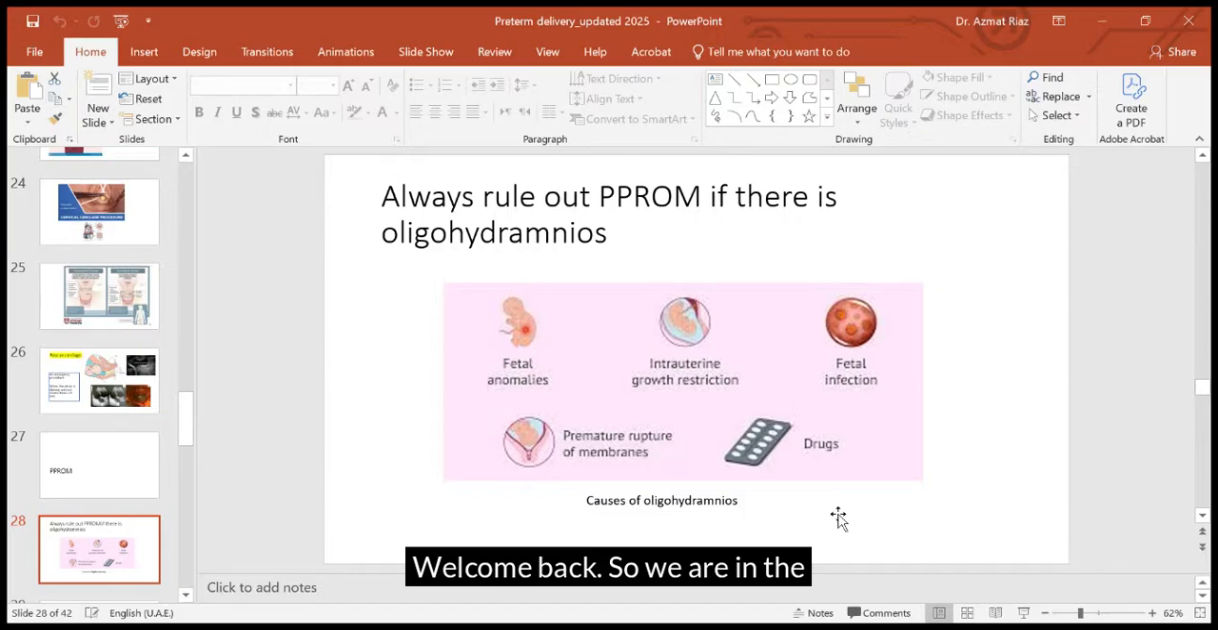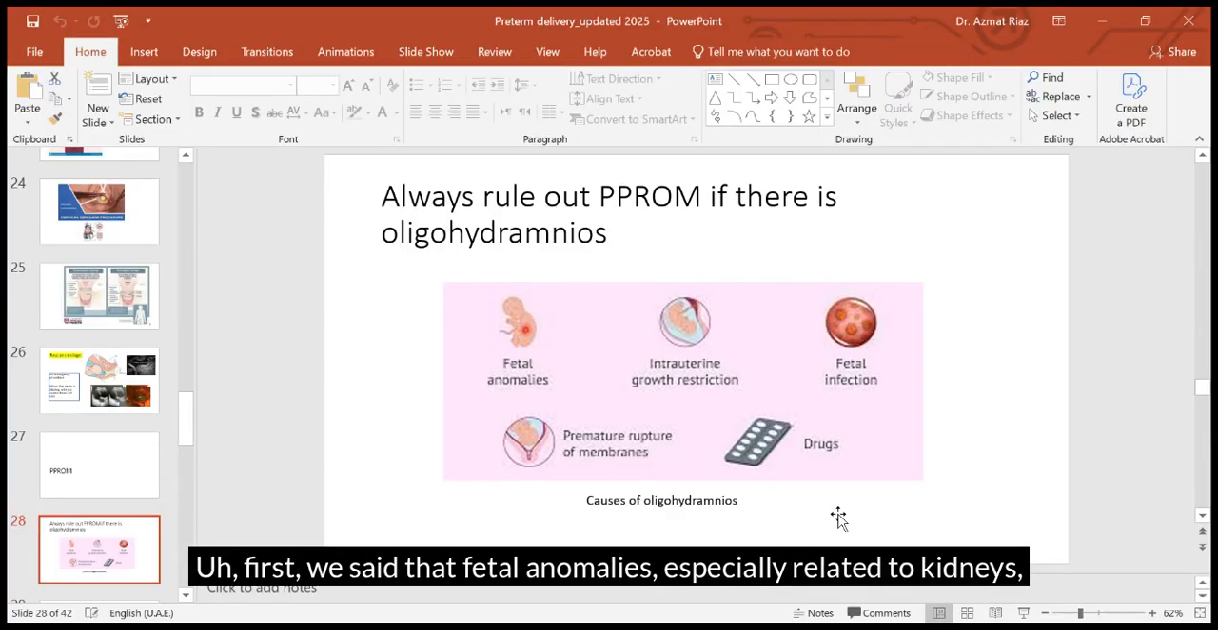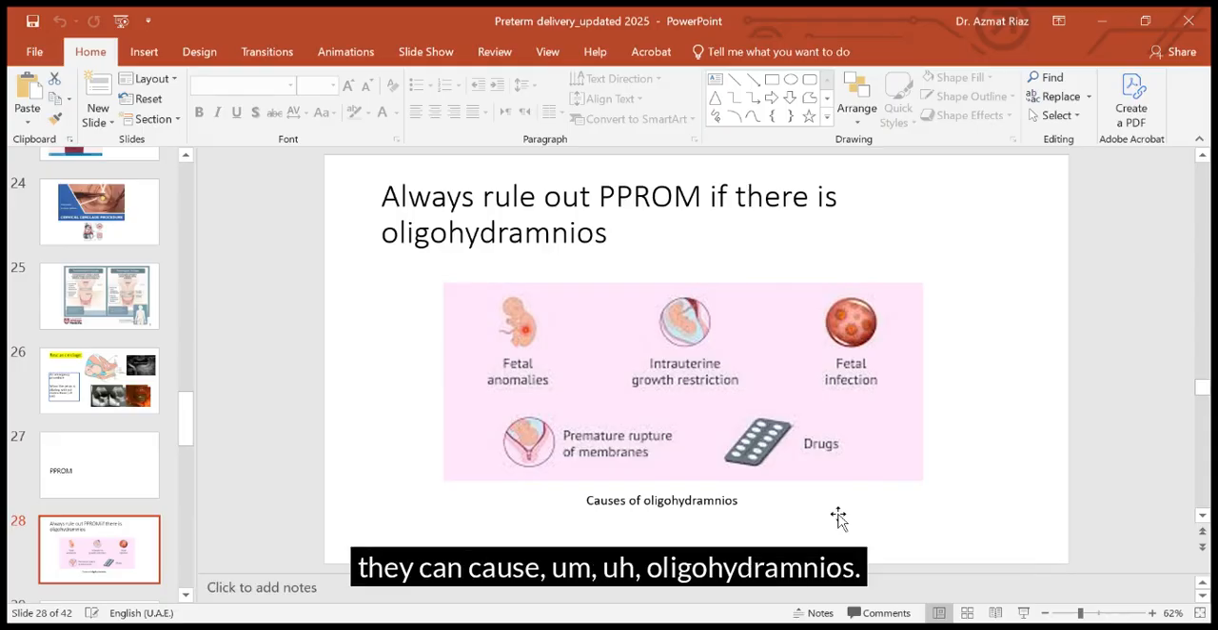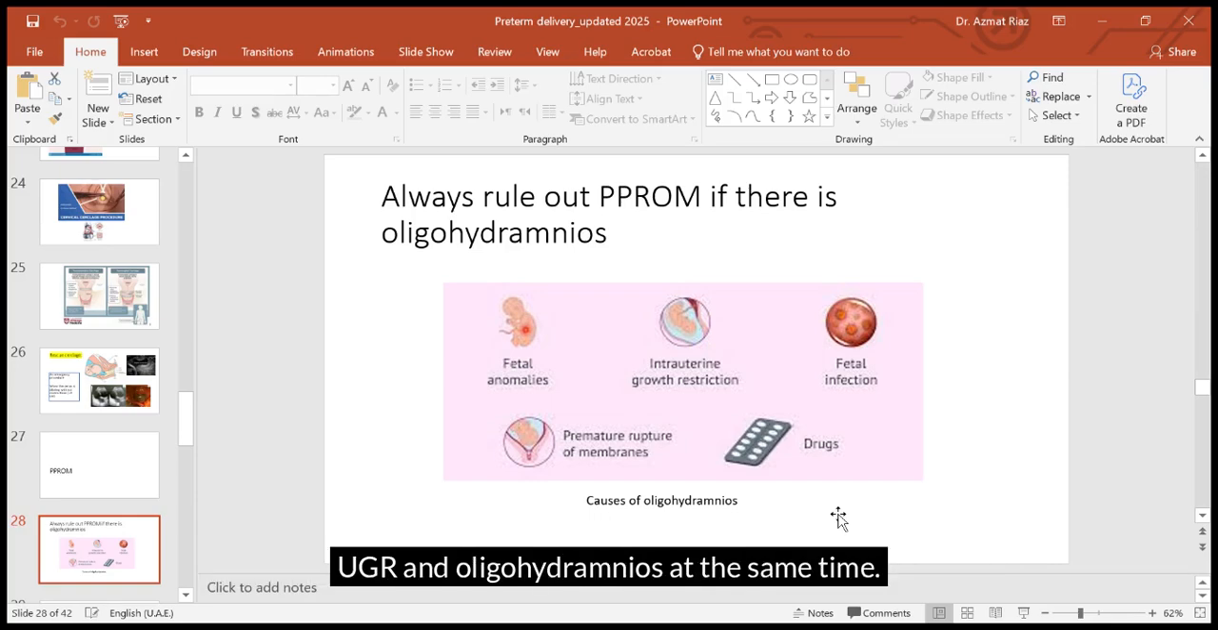Welcome back. So we are in the next part of our lecture on preterm labor, and actually we are discussing PPROM. So we were discussing in the last part what are the common causes of oligohydramnios. First, we said that fetal anomalies, especially related to kidneys, can cause oligohydramnios. Second is intrauterine growth restriction, and it mainly depends on the underlying cause. Especially if it's a placental cause, yes, there can be oligohydramnios, but there are some fetal infections which can cause IUGR and oligohydramnios at the same time.